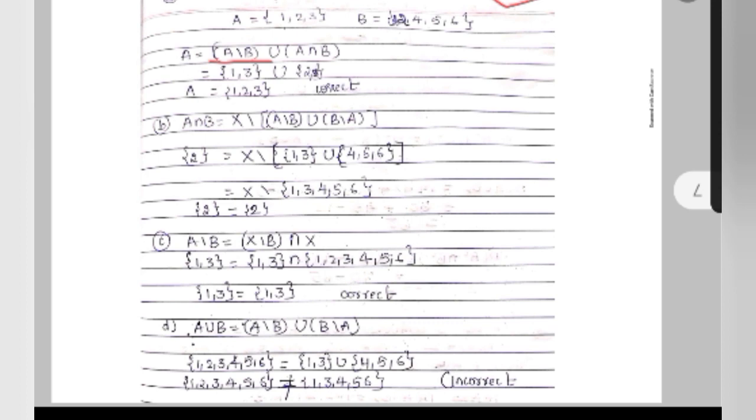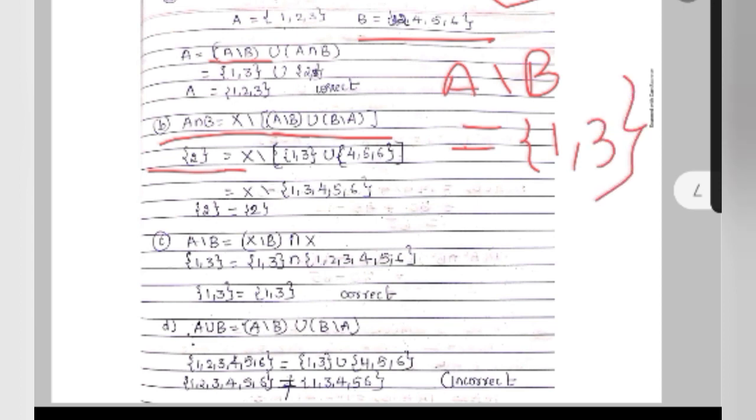So let's check the next option. Your next option says that A intersection B is always equal to X minus the set A minus B union B minus A. Here we already have the values. A intersection B is the common element, that is 2. X is your universal set, keep it as it is. Then minus A minus B. What is A minus B? That is 1 comma 3. We have solved that. Next I want B minus A.